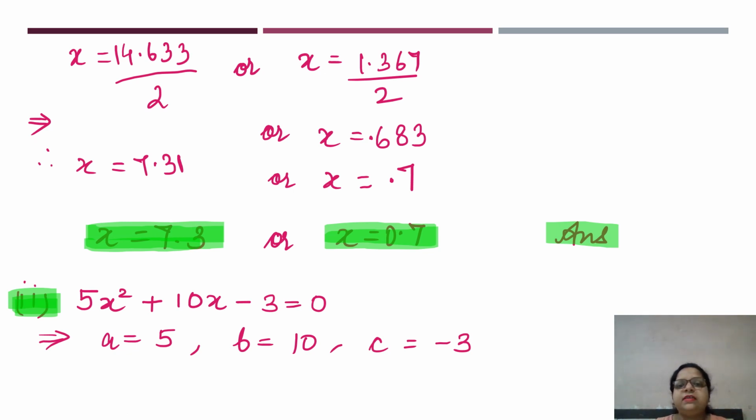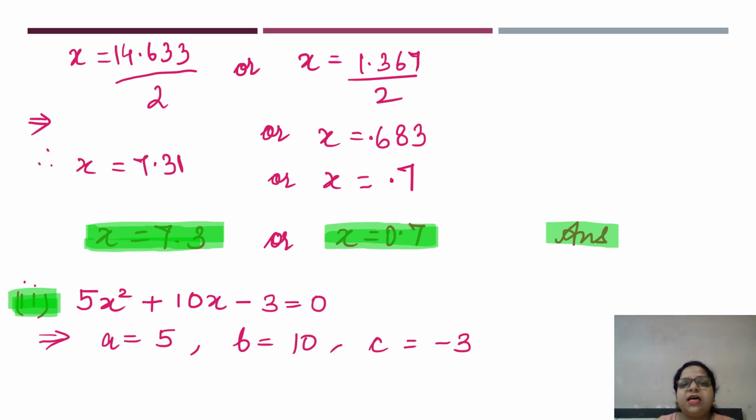Since we have to take the answer to one decimal place, we get the answer as x is equal to 7.3 or x is equal to 0.7. Okay children. Now coming to the second part, that says 5x square plus 10x minus 3 is equal to 0. Here a is equal to 5, b is equal to 10 and c is equal to minus 3.